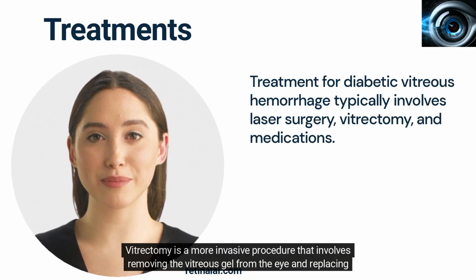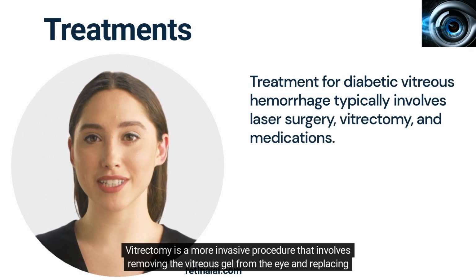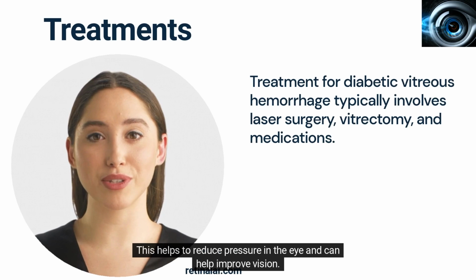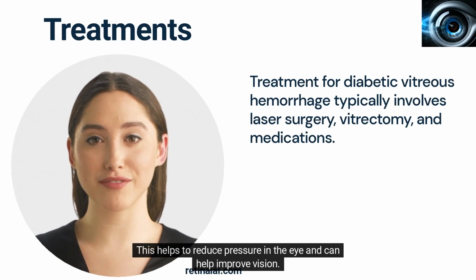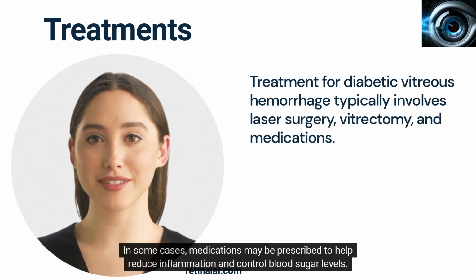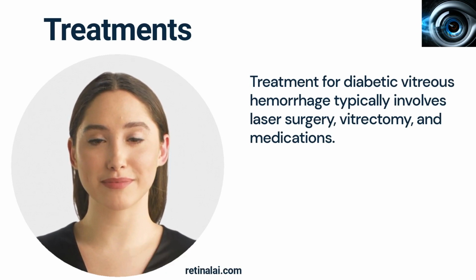Vitreous removal, or vitrectomy, is a more invasive procedure that involves removing the vitreous gel from the eye and replacing it with a saline solution. This helps to reduce pressure in the eye and can help improve vision. In some cases, medications may be prescribed to help reduce inflammation and control blood sugar levels.